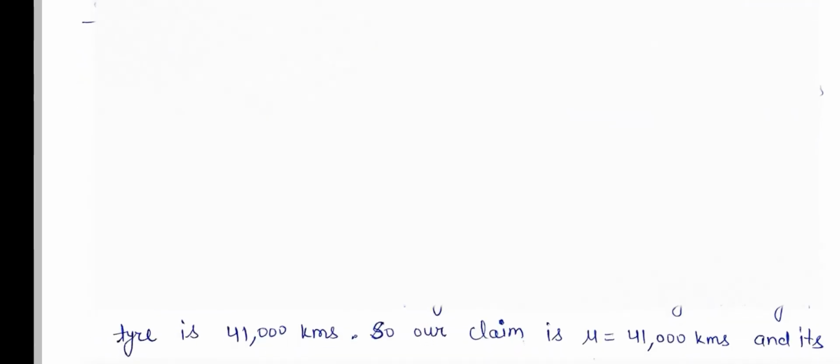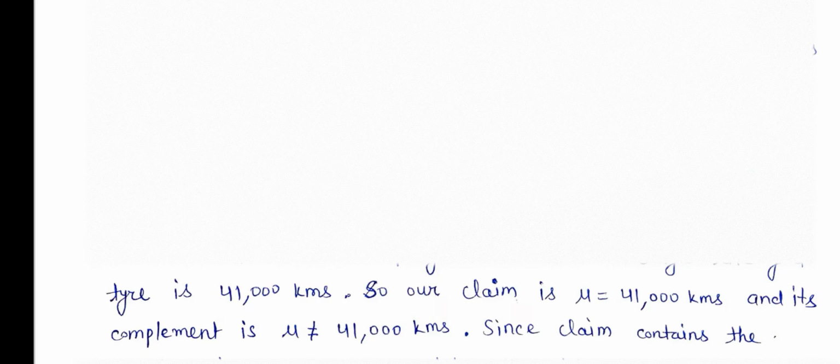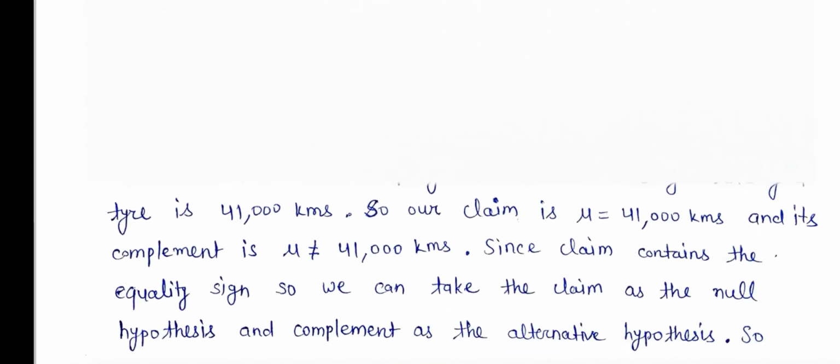So these four values are given. In this example the population parameter being tested is the population mean, the average life of a tire, and we want to test the company's claim that the average life of a tire is 41,000 kilometers. So our claim is mu is equal to 41,000. Suppose that in my sample my mean is 40,000 kilometers, but our claim is that the tire can run 41,000 kilometers, and its complement is mu is not equal to 41,000.